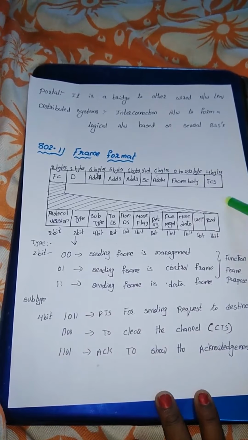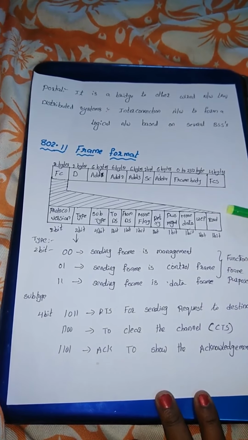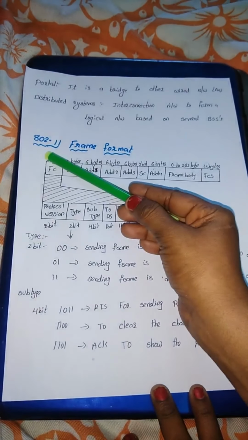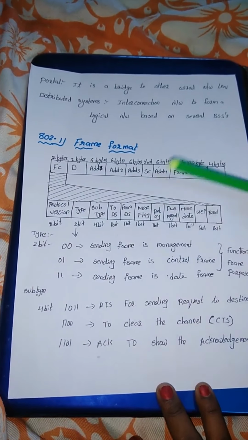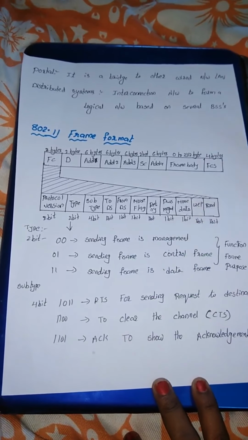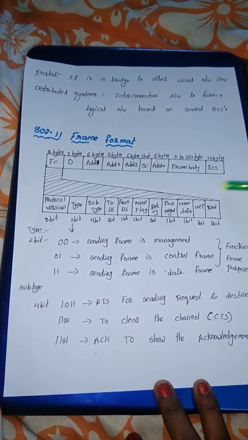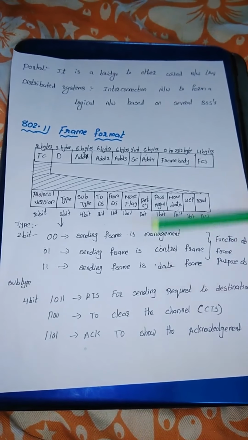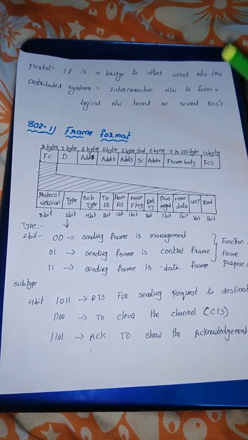And finally, what is FCS? FCS is an error detection and error correction method. While sending data in the 802.11 frame format, if any errors occur while transferring in the channel, in the carrier, in the source station or in the destination station, they will be detected and corrected by using the field called frame check sequence. So this is about the 802.11 architecture and the frame format. Hope you understand all. Thank you.